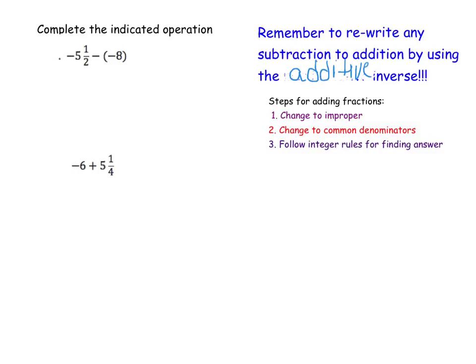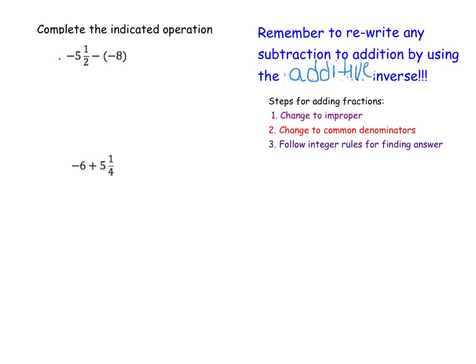All right, let's practice some without a number line. Complete the indicated operation. There's just addition and subtraction in this first part, but again, we have rational numbers. We need to remember integer rules, so we are going to rewrite any subtraction as addition by using the additive inverse, but then we also have to remember how we add fractions. We have to change them to improper, change to common denominators, and then follow the integer rules for finding the answer. So let's try this first one.